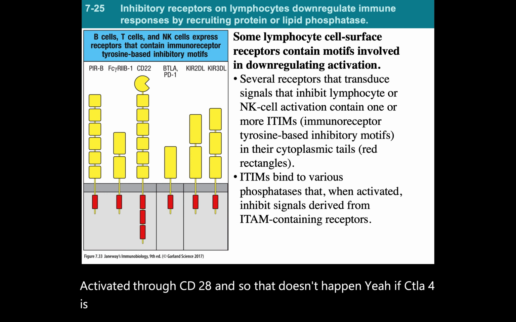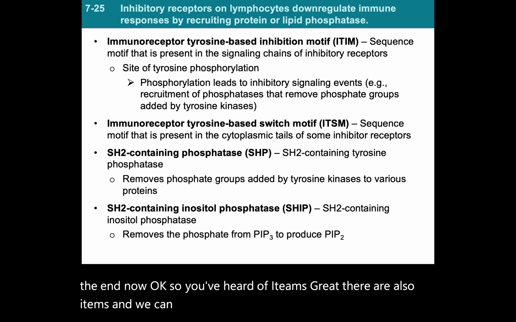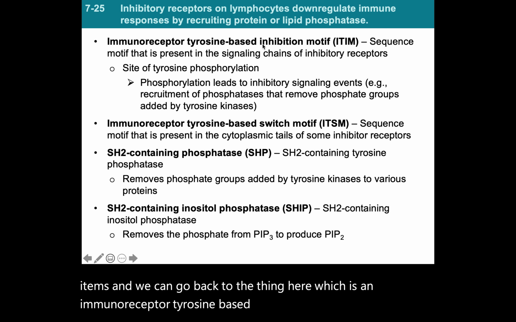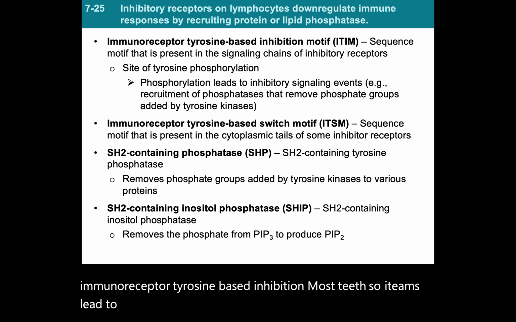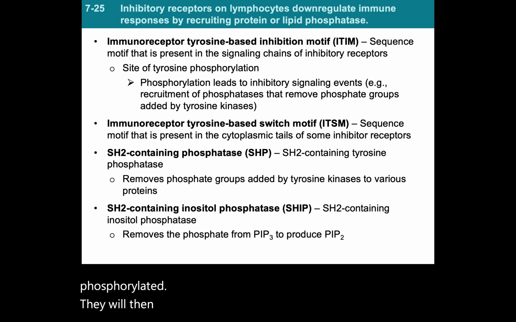So let's jump one last little bit, and we are almost at the end now. Okay, so you've heard of ITAMs, great. There are also ITIMs, and we can go back to the thing here, which is an immunoreceptor tyrosine-based inhibition motif. So ITAMs lead to activation, immunoreceptor tyrosine-based activation motif, ITAM. ITIMs are the opposite. They are motifs that can be phosphorylated that will then shut down the process that has just been running.